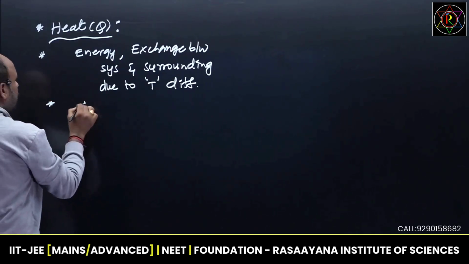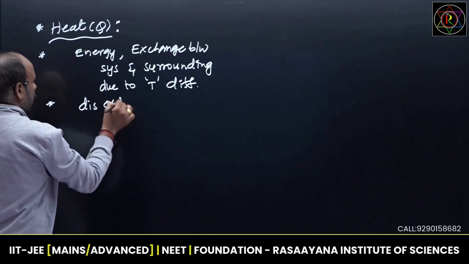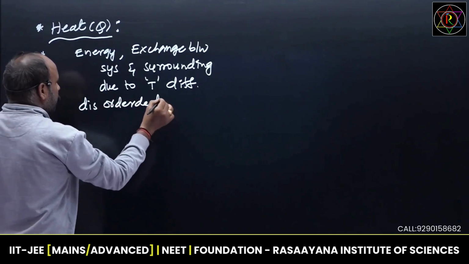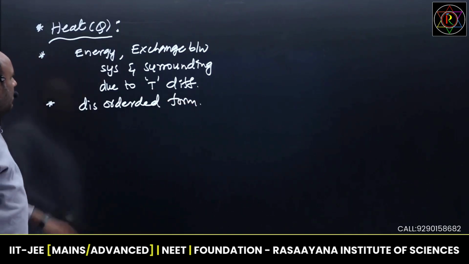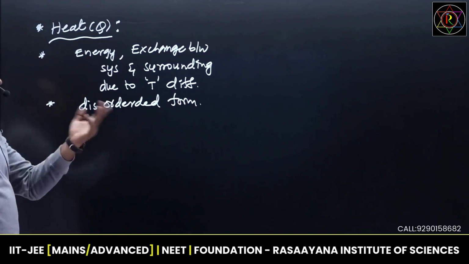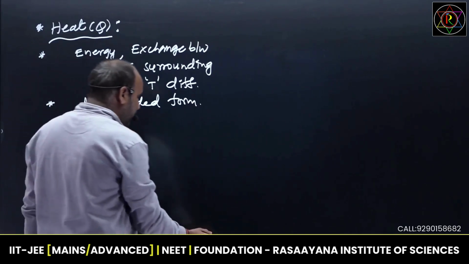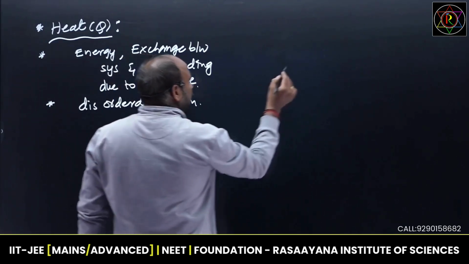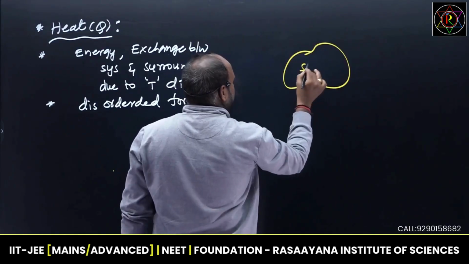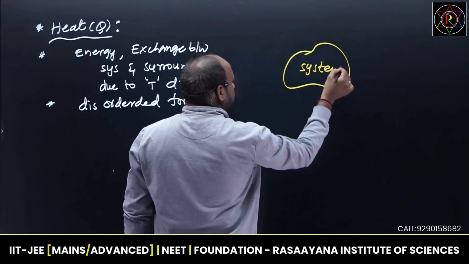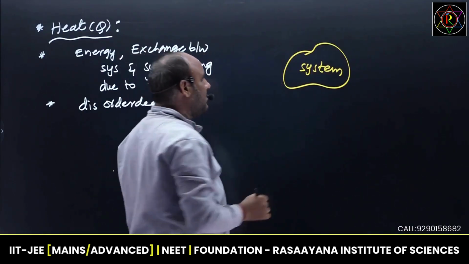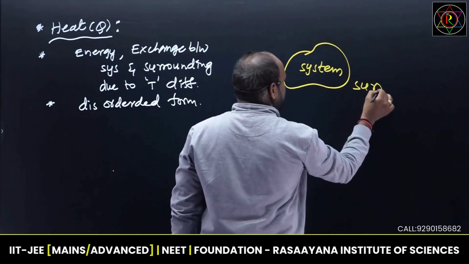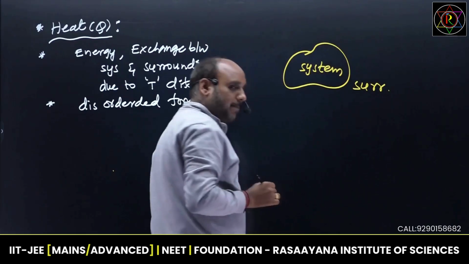So it is a disordered form of energy, right? What is meant by ordered and disordered form, and how it is exchanged between the system and surroundings, we'll see. So we'll consider one system. This specified portion is under our observation. The remaining part is the surroundings, right? The sum of system and surroundings is the universe, right?